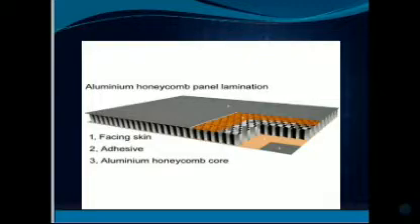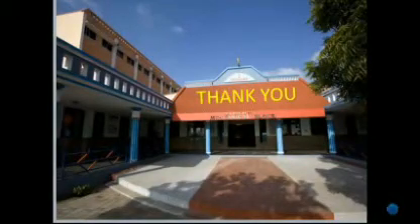This is the aluminum honeycomb panel lamination. In this there are three main parts. First, the top part, the facing skin. After the facing skin, there is the next part called adhesive. After adhesive, it comes the honeycomb material. After the honeycomb material, down comes the aluminum honeycomb core. And by this the process takes place. This is the figure of aluminum honeycomb panel lamination.